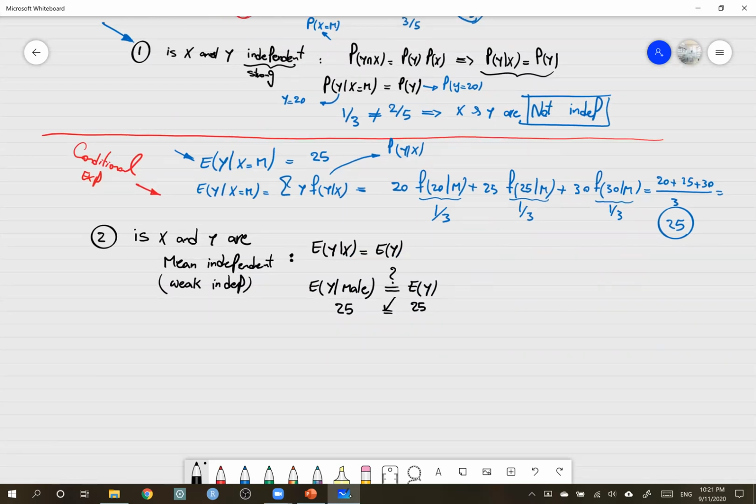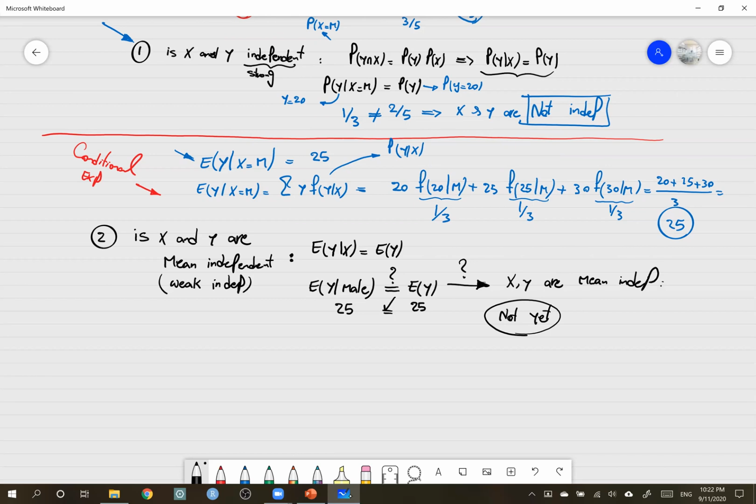So I showed that the expected value of y given male, for male people, is exactly equal to the expected value of wage for all male and female. So can I conclude, here's a question for you, that x and y are mean independent? The answer is not yet. Because remember, you have to check this statement for all the values of x.